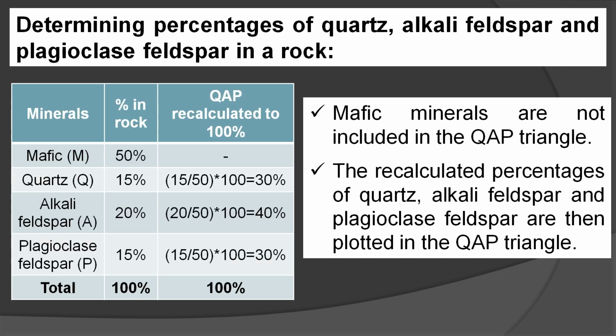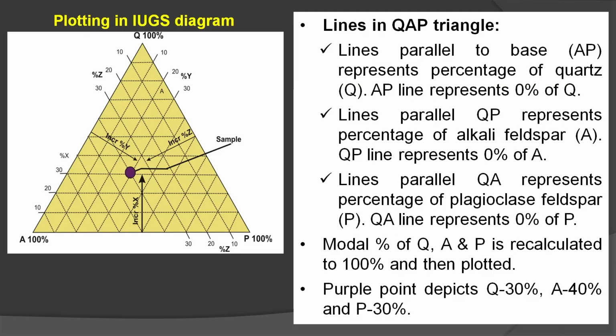How do we determine the percentages of quartz, alkali feldspar and plagioclase feldspar in a rock? Here I have shown you the mineral formulas, how it is considered. Mafic minerals are considered to be constituting 50% of the rock, and quartz, alkali feldspar and plagioclase feldspar constitute the rest of the 50%. And you can calculate it and normalize it to 100%, which will give us the values which we can plot and find out where our composition is falling, and this will allow us to classify the rock using the QAPF diagram. So here is an example of how we do this.